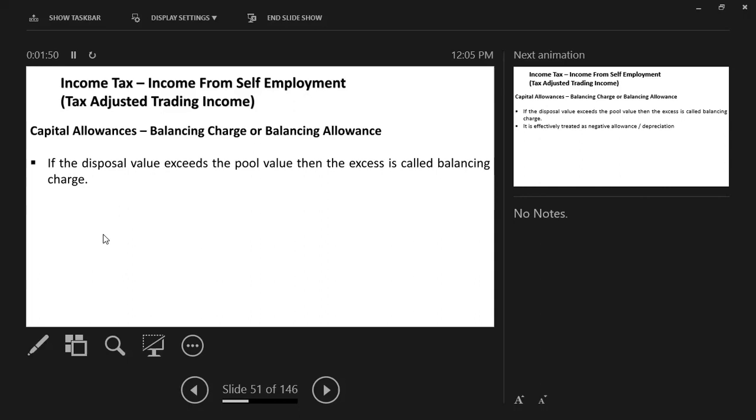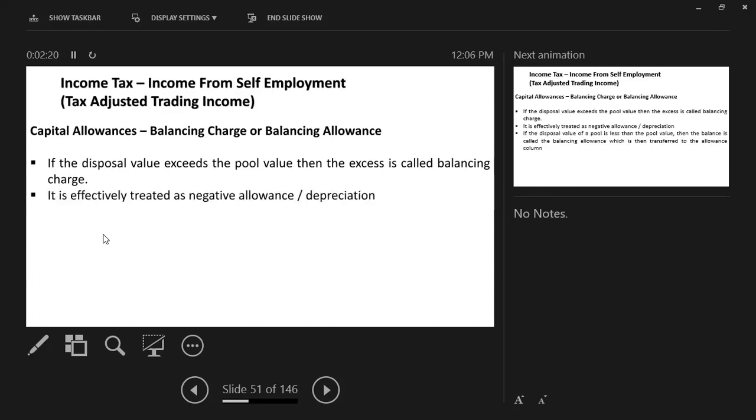Self-explanatory point. Because we discussed that in any pool, first is opening balance, then there are additions after AIA, or straightforward additions if there are. After that, we will reduce the disposal, at cost or sales price, we will reduce that. So any amount which is left, if it is positive, we will claim it as allowance. If it is negative, we will claim it as a charge, balancing charge. We'll practice one example for that as well.